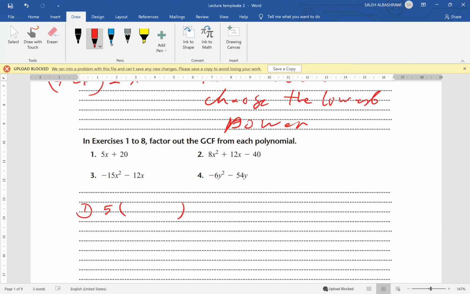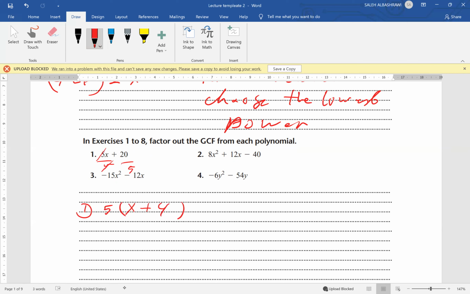Then divide each term of the polynomial by the greatest common factor. I will divide by 5 and by 5. So 5 and 5 will cancel. I will have x plus 20 divided by 5, equal to 4. So it is 5 multiplied by x plus 4. This is how to factor out the greatest common factor.